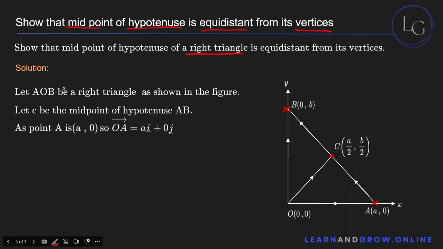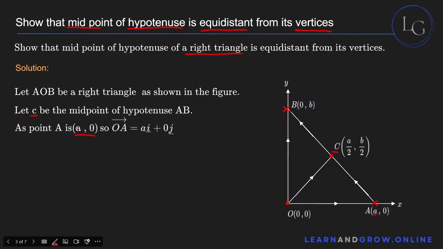So we let the triangle AOB be a right angle triangle, and let C, this here, be the midpoint of the hypotenuse AB, as I mentioned earlier. And we know that the point A is A0 because it is on the same level as the origin on the y-axis, but it has a different x point, which we'll call A, right?